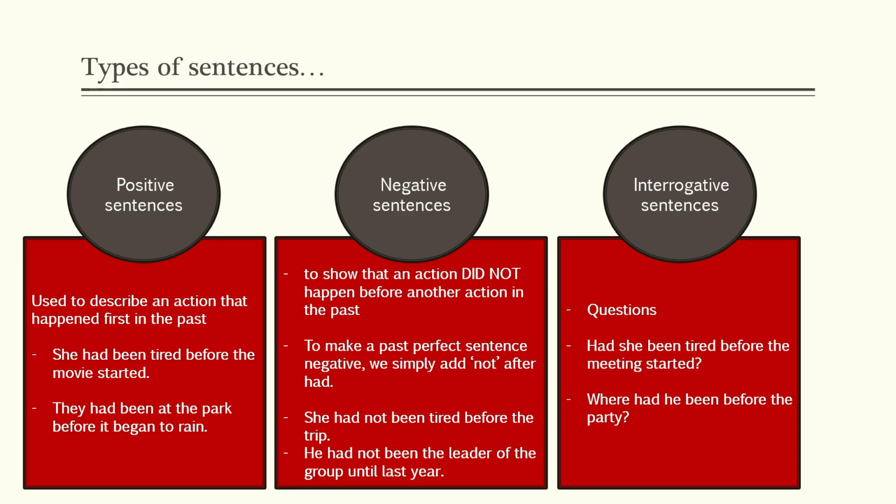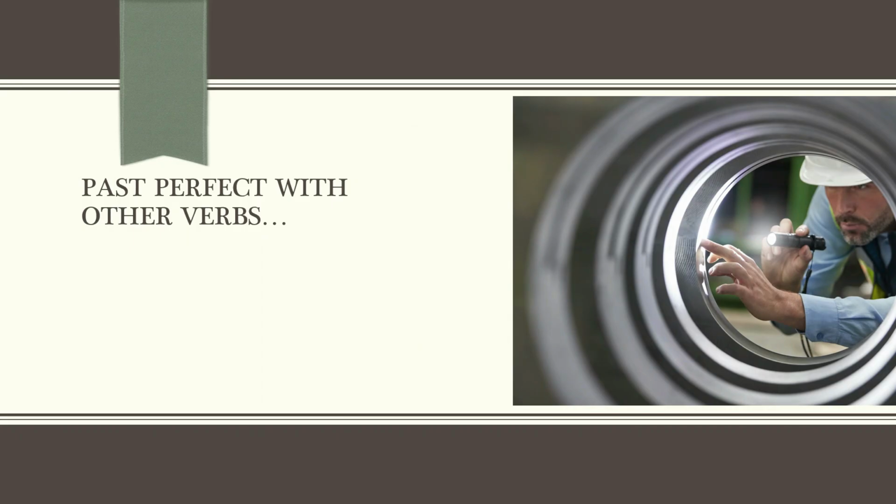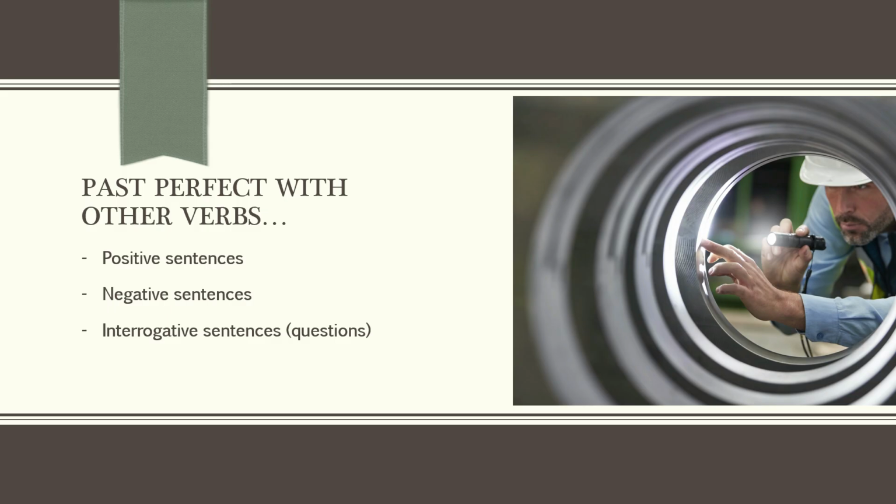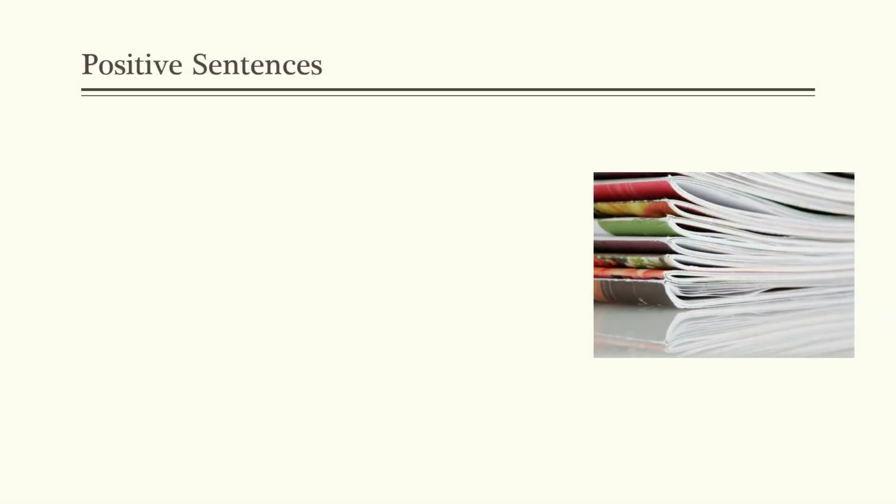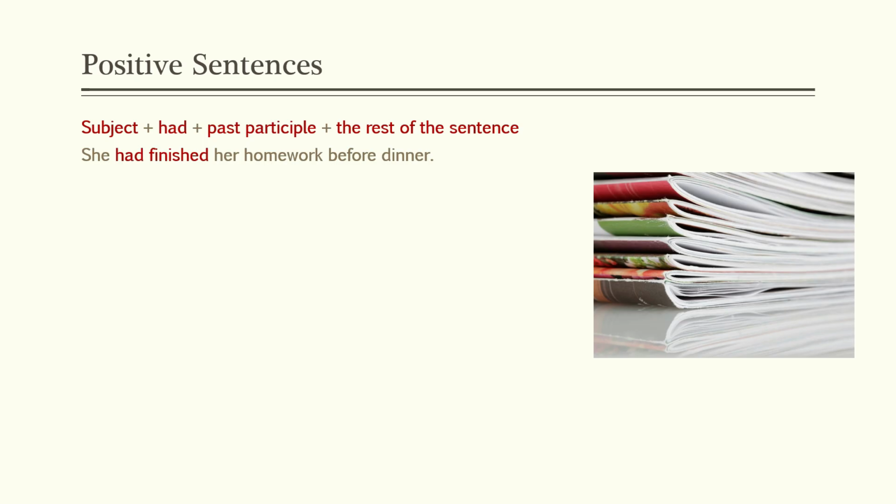Now let's take a look at the past perfect with other verbs. Again, we have positive sentences, negative sentences, and interrogative sentences or questions. To make a positive sentence in the past perfect, use a subject plus had plus the past participle plus the rest of the sentence. Look at this example. She had finished her homework before dinner.